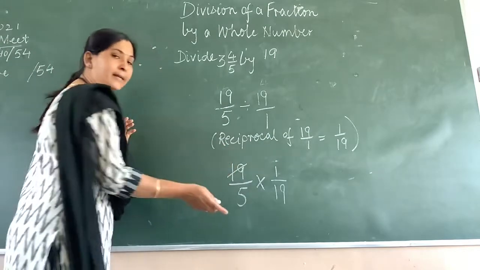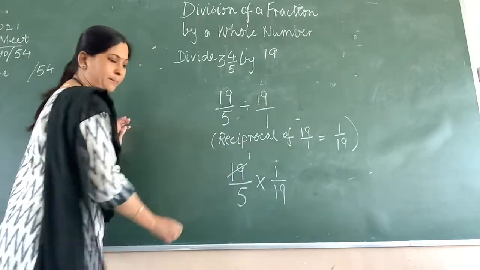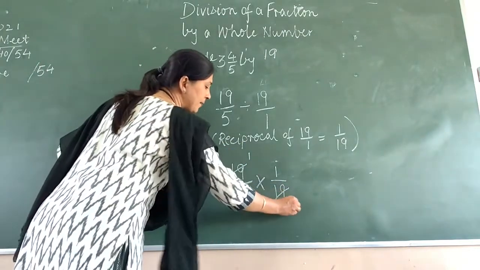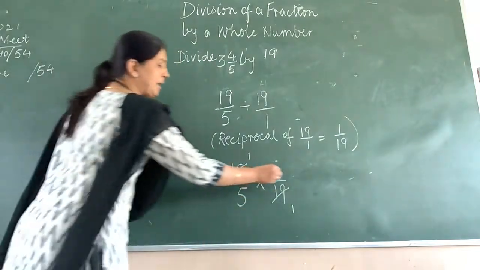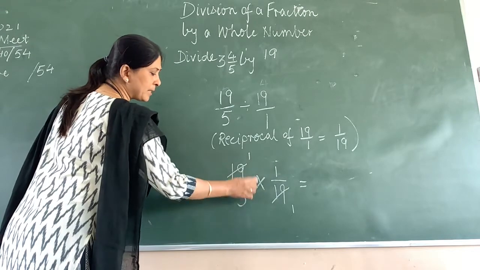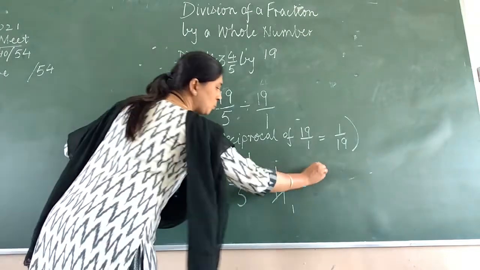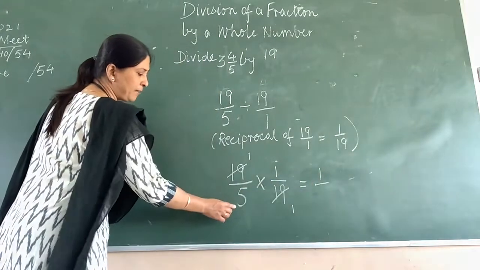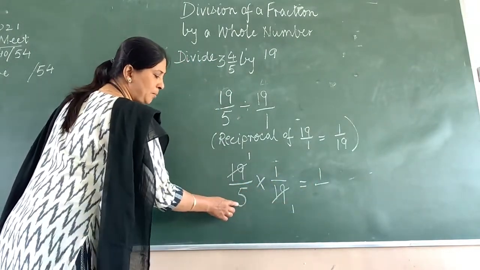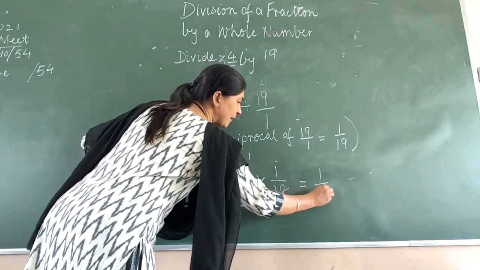Let us divide 19 by 19. 19 divided by 19 gives us 1. Let us divide this 19 also by 19. 19 divided by 19 gives us 1. Now, we will multiply the two numerators. See, instead of 19 we have 1. So, 1 times 1 is 1. Now, 5 times 1. We will multiply the denominators 5 and 1. 5 times 1 is 5.